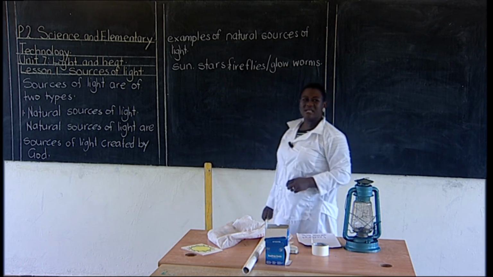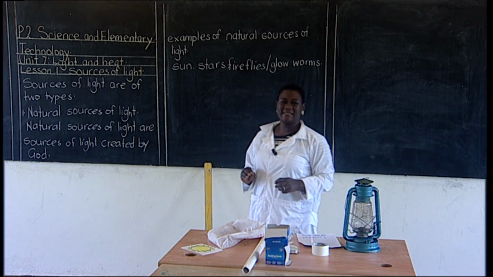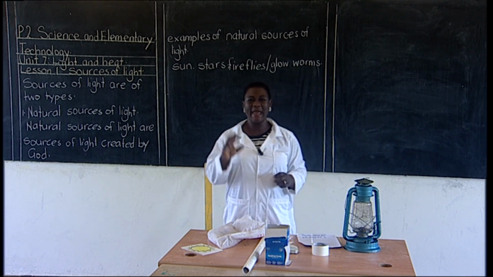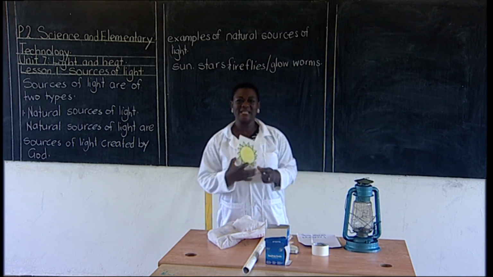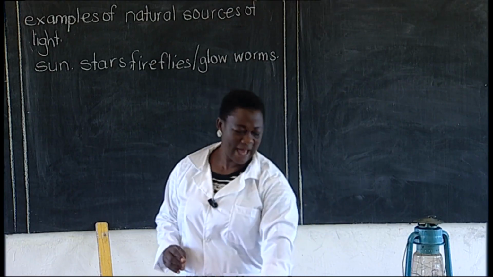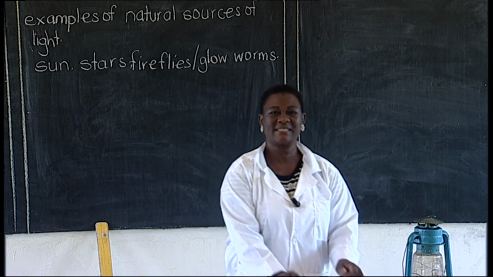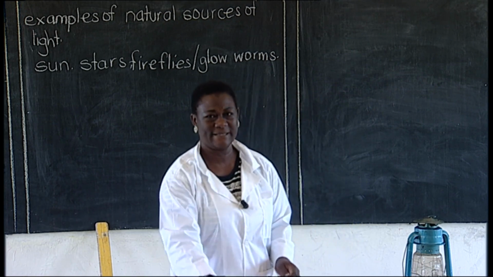So these are the examples of sources of light which were created by God. The sun provides light during the day. Then the fireflies during night, and the stars during night.